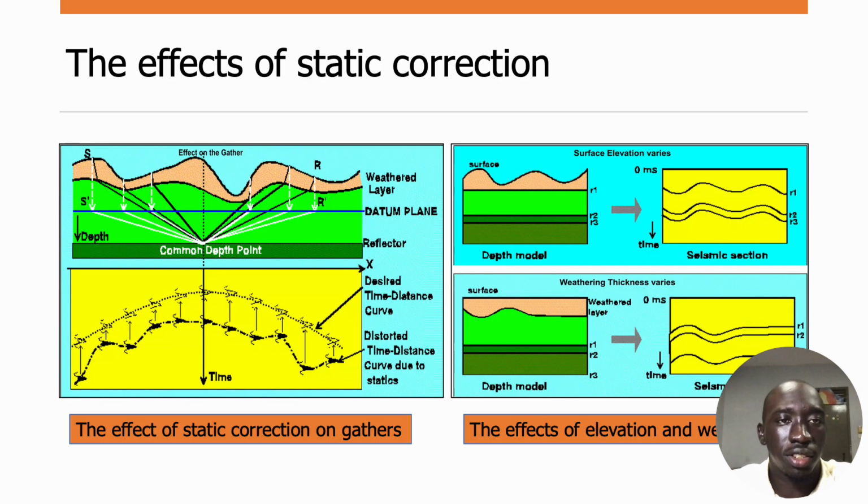Next up we can see the effects of static correction. Right here, if you look at the image on the left, we can see that this is a weathered layer. That's why you can see it's kind of undulating or hilly. The blue line shows us the datum plane, and then here we have the reflector surface, the common depth point. If we also look at the image on the right, we can see the surface elevation variations. This also is another cause for static correction.